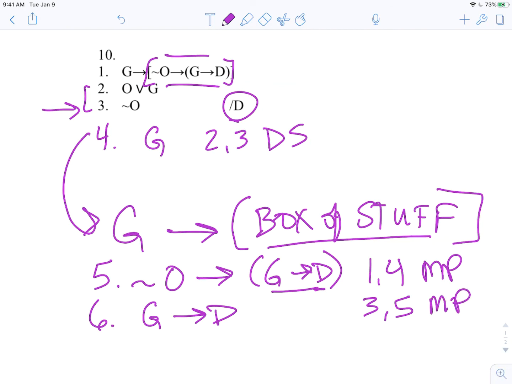Finally, well, we wanted D by itself. Oh, and look at this. Line 4 had G sitting there, so if G, then D. G, therefore, well, 7, which is D. And that, of course, is 4, 6, and in this case, once again, modus ponens.